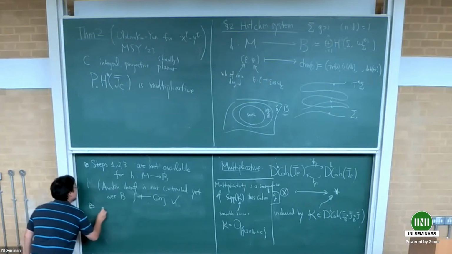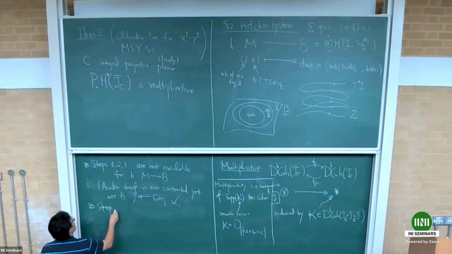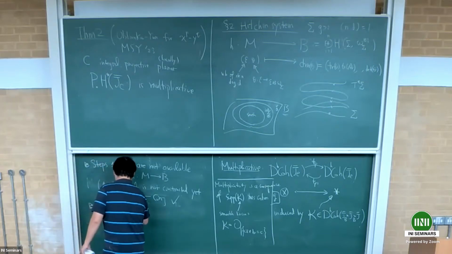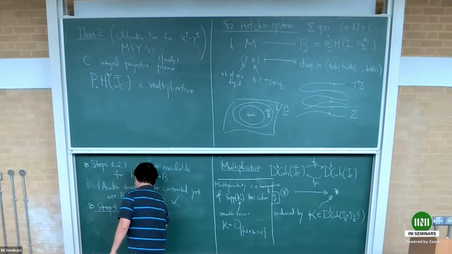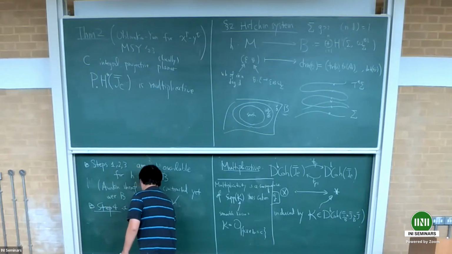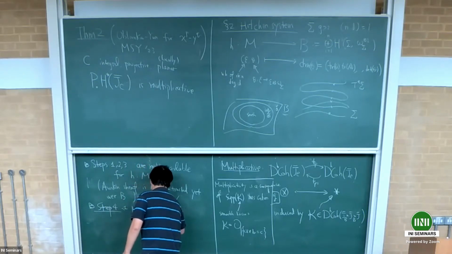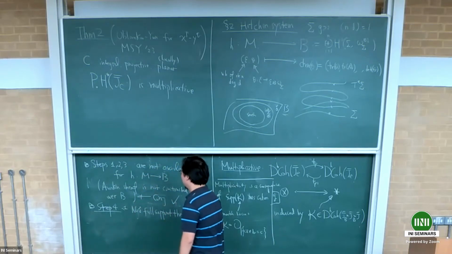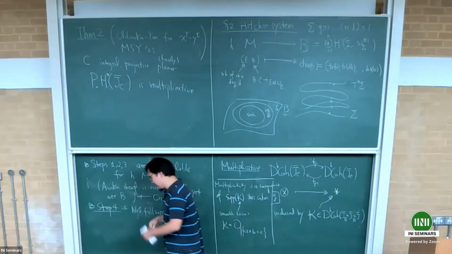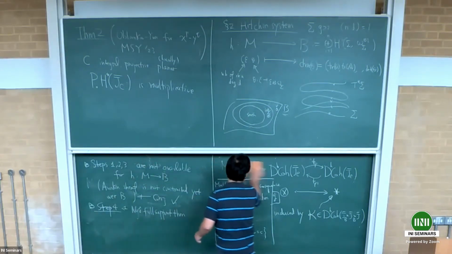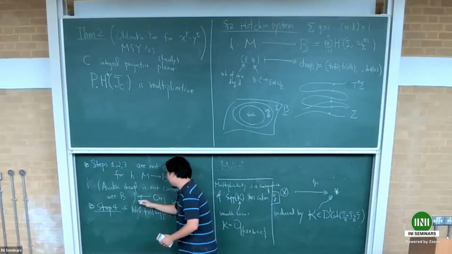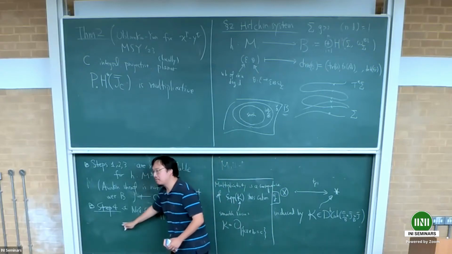But step four, after you write down the projector, you need to show something, and in the previous cases this step four uses the Ngô support theorem, or Ngô's full support theorem. The issue is more serious here. If you consider the entire Hitchin base, then for steps one, two, three, these cycles may be extended, but step four is just wrong.